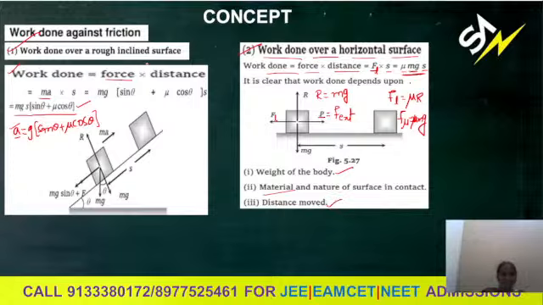So work done against friction, when there is a rough surface, friction will act. The possible cases are a rough horizontal surface or a rough incline. For a rough horizontal surface, it is mu mg into S. For a rough incline, it is mg S into sin theta plus mu cos theta, because this is the acceleration when the friction acts.